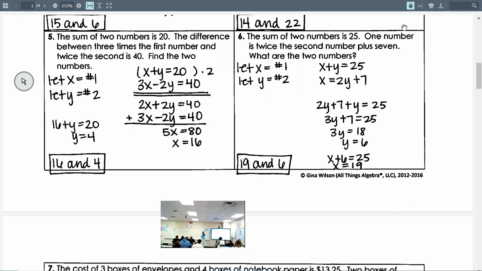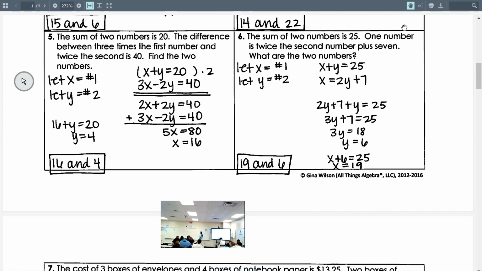And then the difference, so subtraction, between 3 times the first number, all right, that one's pretty easy, so you know it's multiplication. 3 times the first number, which we said is x, minus, because again, the difference, twice the second number is 40, so equals 40. So questions on that setup?